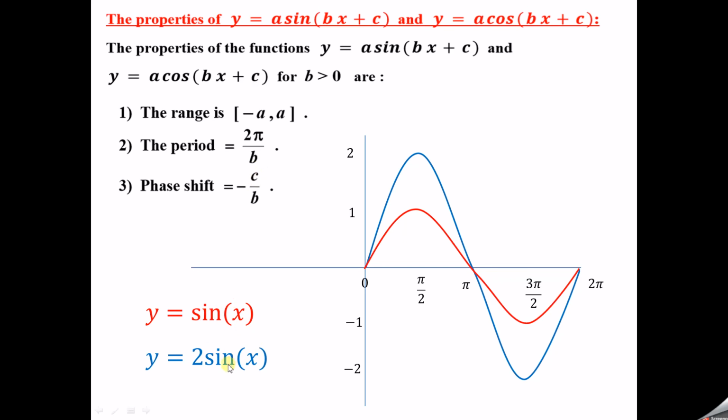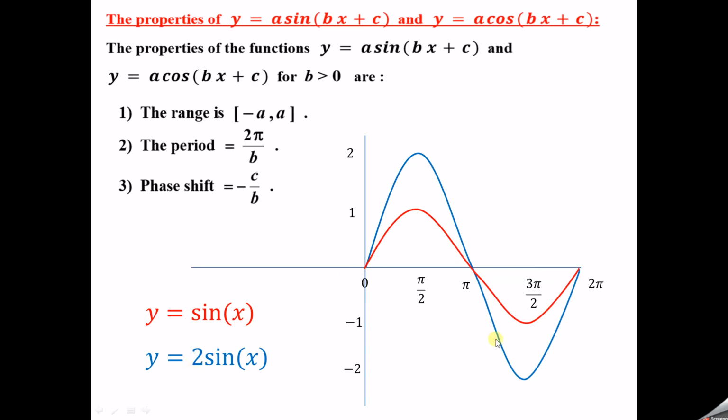So if we take these two functions, sin x and 2 sin x, both have the same period 2 pi, because b is 1, and there is no phase shift because c is 0. The range will be different. The range of this function is between minus 1 and plus 1, because a is 1 here, and for this function a is 2, therefore the range is between minus 2 and plus 2.